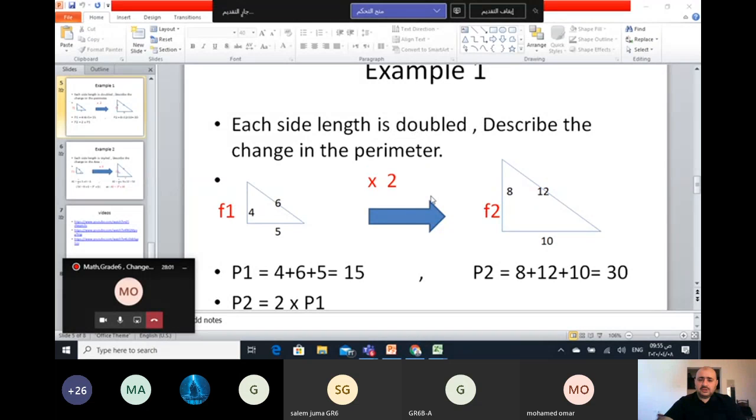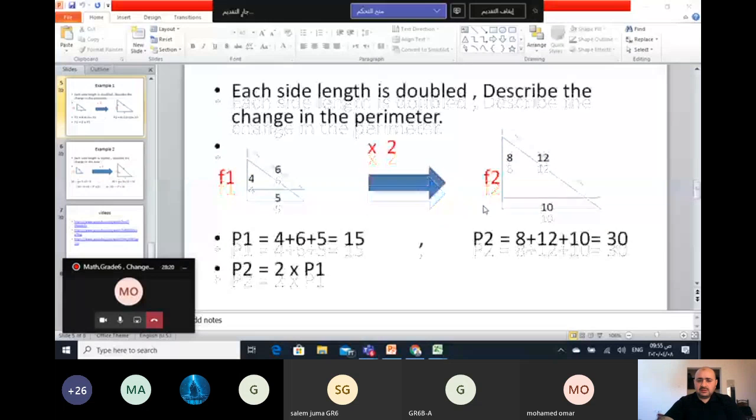What's the meaning of doubled? Multiply the dimension here by 2. So 6 multiplied by 2 will be 12. 4 multiplied by 2 will be 8. 5 multiplied by 2 will be 10. So I have now a new figure, F2.